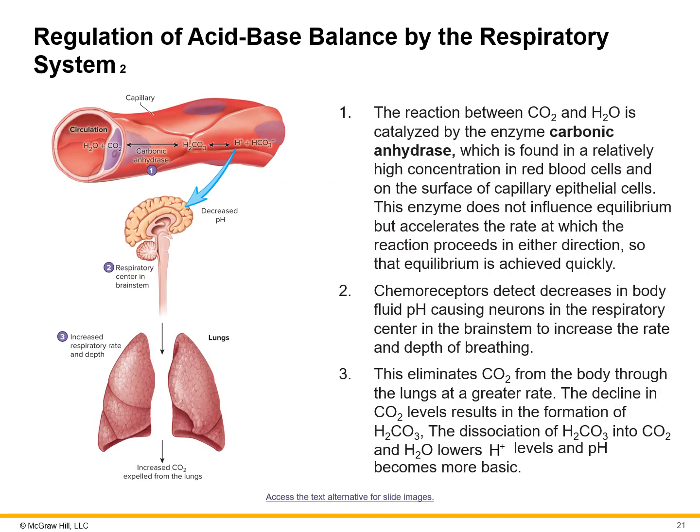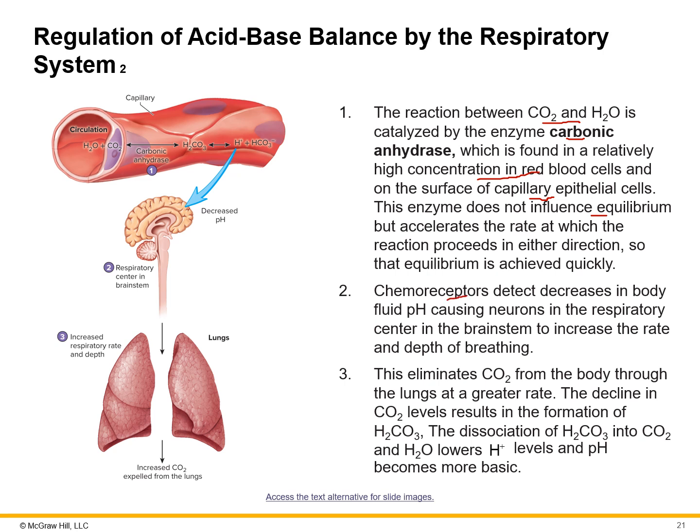All right, so just kind of visualizing all of this. First of all, there's an enzyme called carbonic anhydrase that's going to catalyze the formation of carbonic acid by combining carbon dioxide and water. This is found in pretty high concentrations in red blood cells and also at the surface of our capillaries, those epithelial cells. So it does not influence equilibrium, it just speeds up the reaction. So it doesn't make it a strong acid, it just helps it to get there faster.